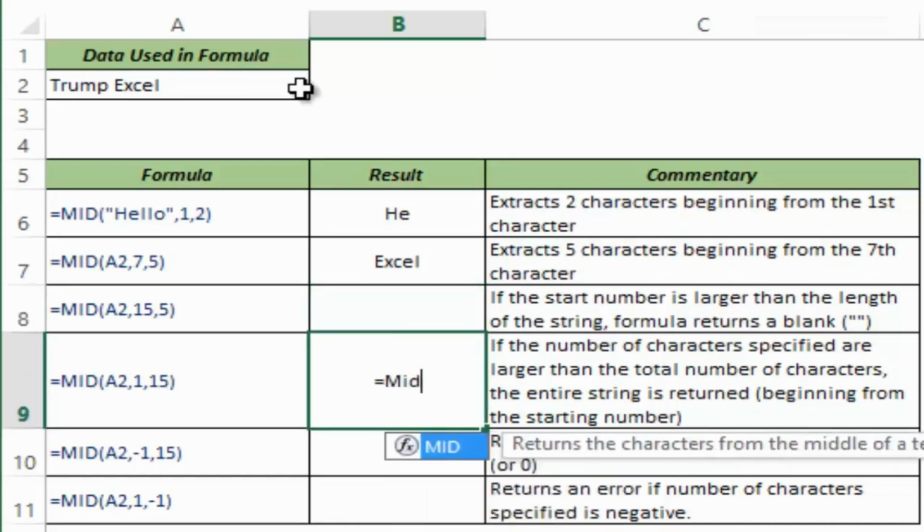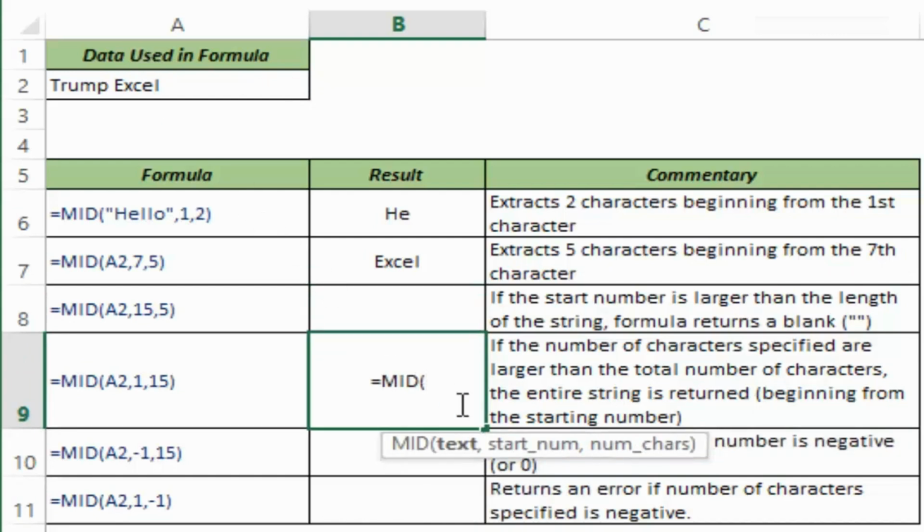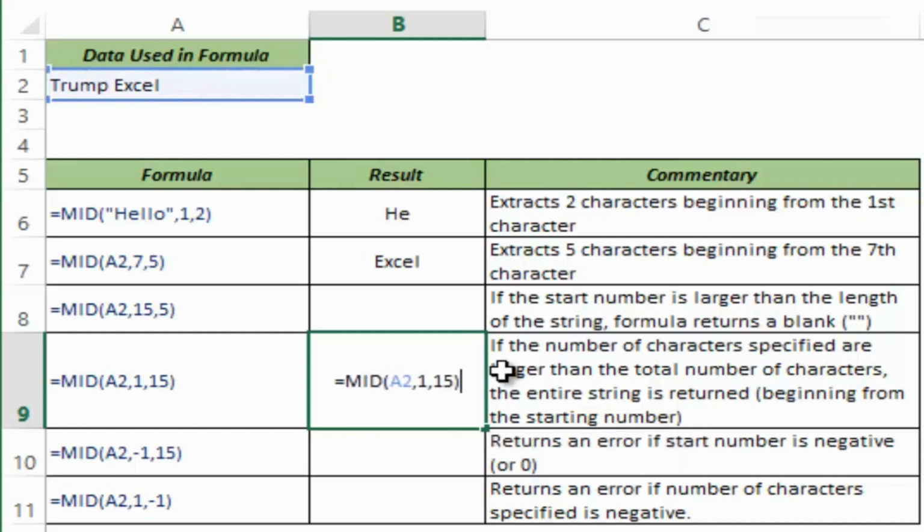Now let's see what happens when I give the number of characters which is larger than the string. So I again give A2, I say start from the beginning of the string and give me 15 characters. Now since there are not 15 characters in this string, it will return whatever there is in that string. So it returns the entire word Trump Excel here in this cell.